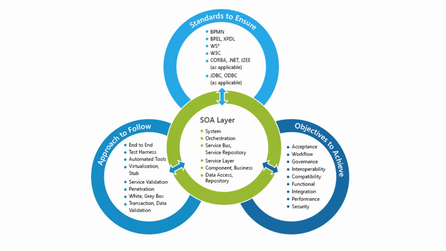The service-oriented architecture layer has three parts: approach to follow, standards to ensure, and the objectives to achieve. It has system orchestration, service bus, service repository, service layer, component business, and data access repository. Those are connected to three different components: approach to follow, which has end-to-end test harness, automated tools, virtualization step, service validation, penetration, white gray box, transaction, data validation.